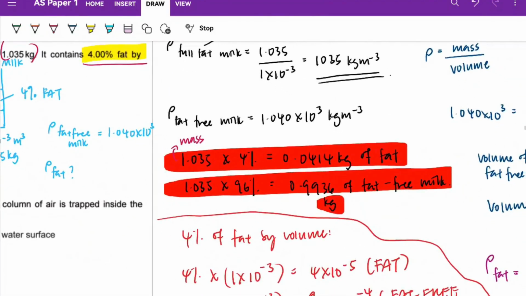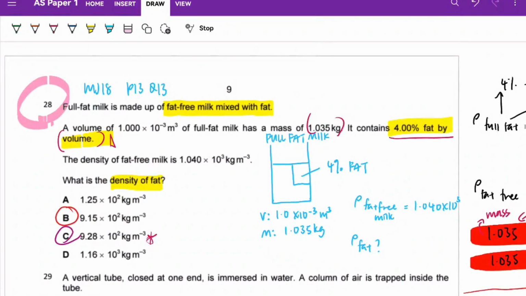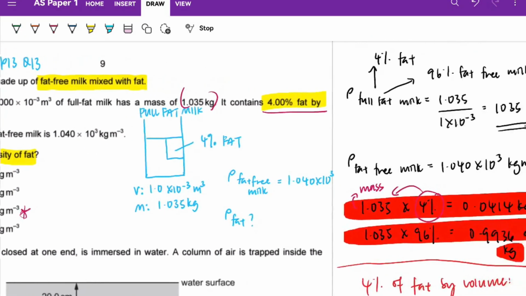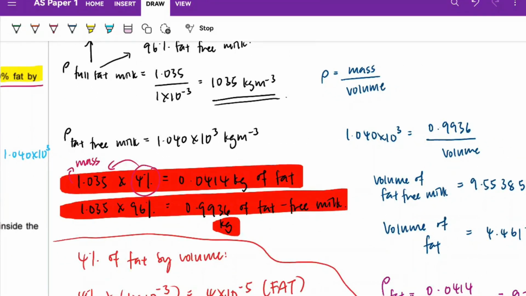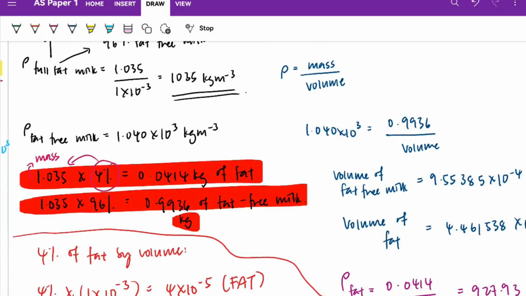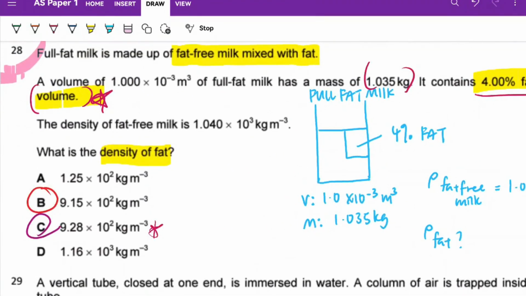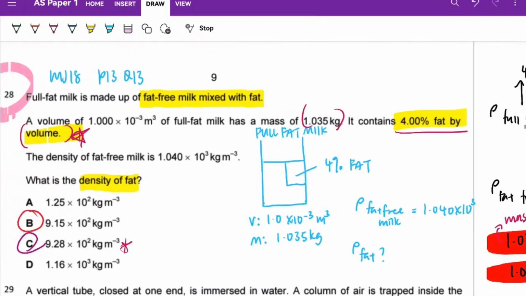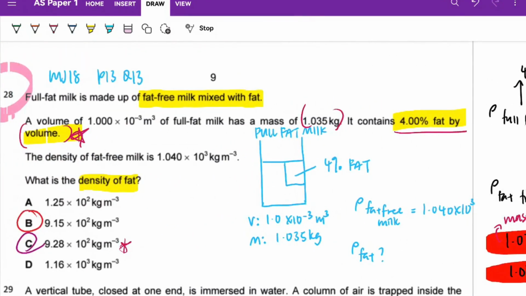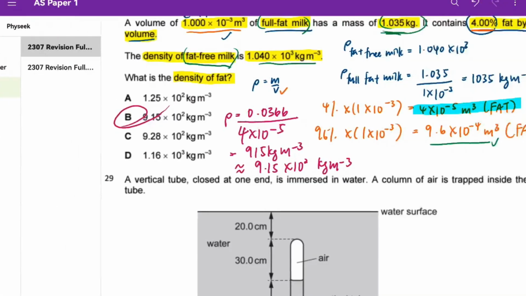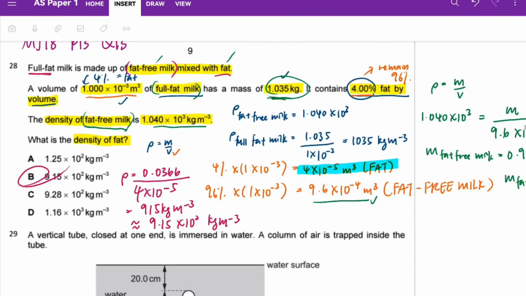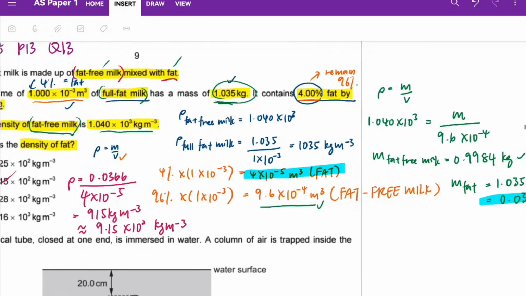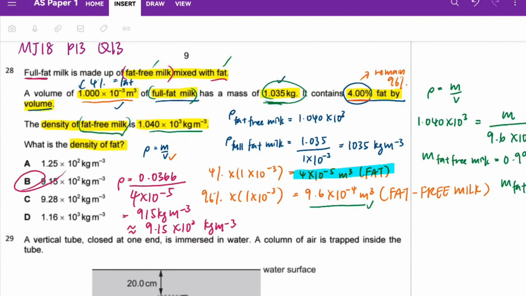You are taking 4% by mass, but they say 4% by volume. So read the question carefully. This is the common mistake students may make, which will lead them to the wrong answer. Because the answer is there as an option, they may think it's correct and mark it, but actually the answer is wrong. So read the question carefully. That's all for today's video. I hope you understand better how to solve this question. This is actually a very interesting question. The main thing is that you understand the concept. That is very important.